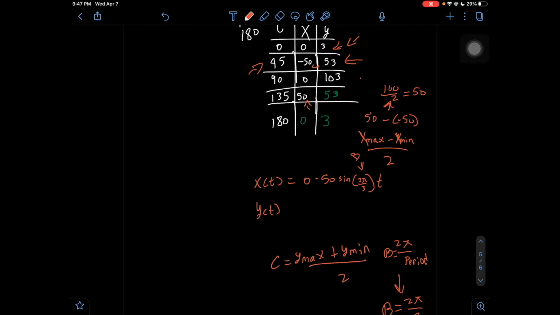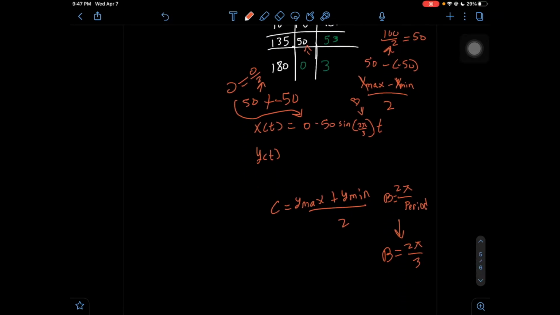We can do it for x of t if you don't know how to get it, because we have our min of negative 50. So we have negative 50 plus our positive 50, which is 0. 0 divided by 2 equals 0. That's why we got a c value of 0 for x of t.